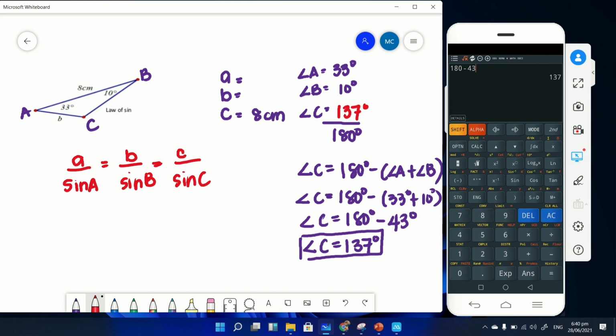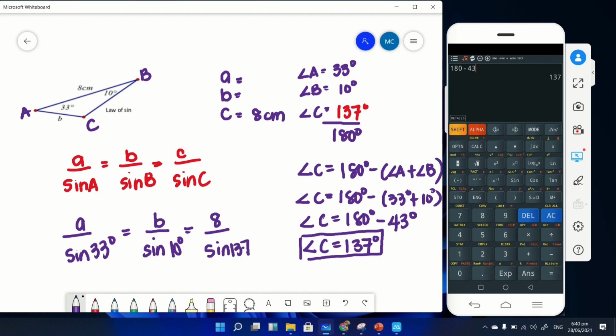Now, we will list all the given. So for side A, wala tayong value dyan. So we will write side A. So A all over sine A, which ang angle A natin is 33 degrees. So we have sine 33 degrees is equal to B all over sine B, which is 10 degrees, is equal to C, which is 8 all over sine 137 degrees.